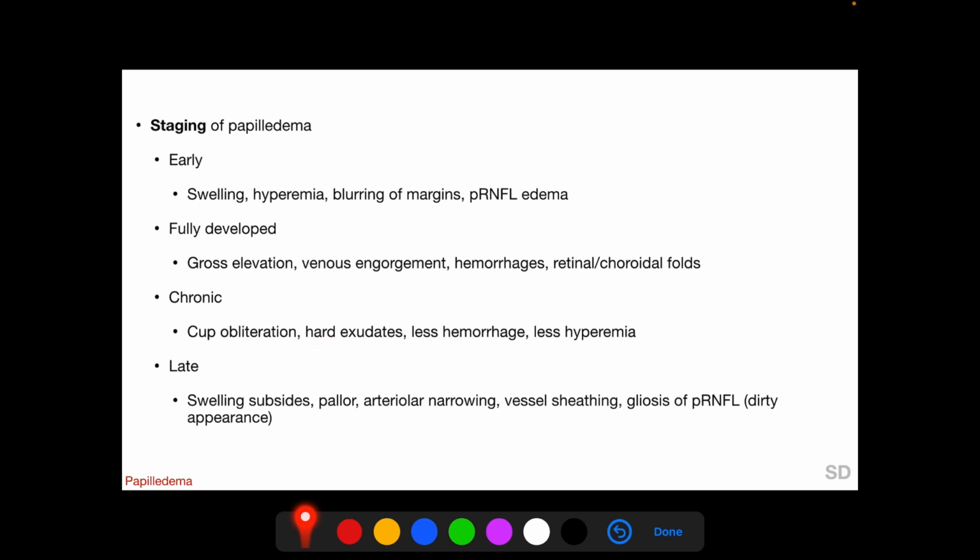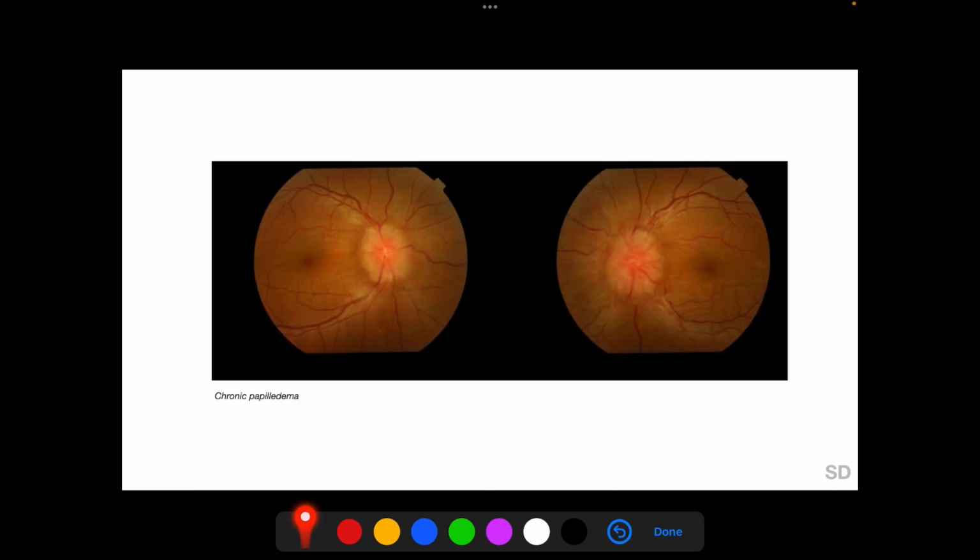We will have hard exudates in the peripapillary retina, and hemorrhages and hyperemia decrease. In late papilledema, the swelling subsides, the pallor increases, there is arteriolar narrowing and vessel sheathing, and there is also gliosis of the PRNFL, which leads to a dirty appearance. So this appearance is said to be a dirty looking disc.